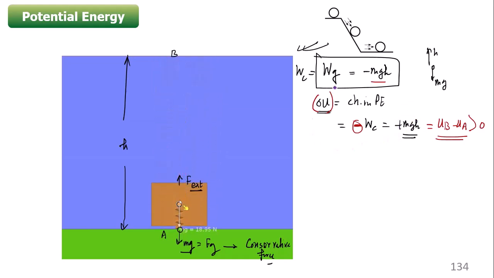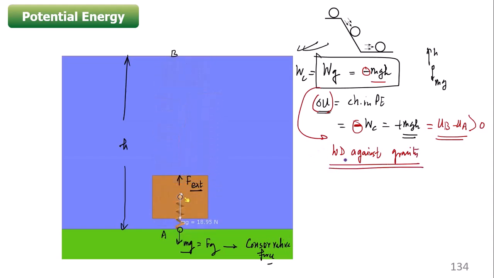So any work that is done against the conservative force, here the work is being done against the conservative force, because the number is negative. A negative number suggests that work is done against gravity. If work is done against gravity or against any conservative force, the conservative force may be electric force, electrostatic force, spring force, or magnetic force, as I have already mentioned.